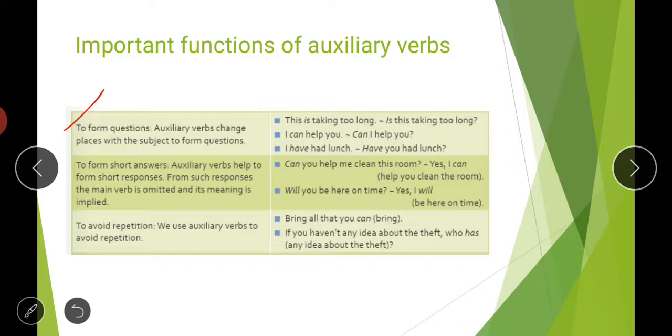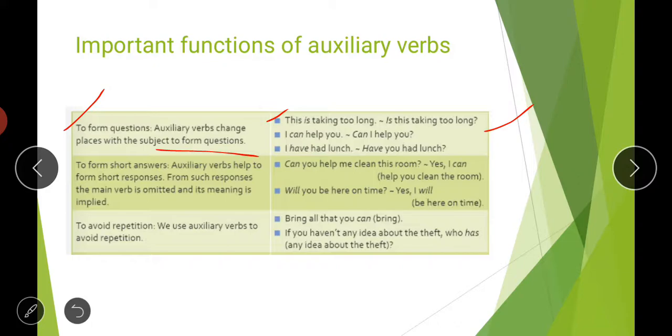Sometimes you might have seen that we write the auxiliary verb or helping verb at the starting of the sentence. What they are saying here is that sometimes they change places with the subject to form questions. If this is your common sentence, a simple statement, "This is taking too long," and you write "is" at the starting, it becomes a question: "Is this taking too long?" with a question mark. Similarly, "I can help you."